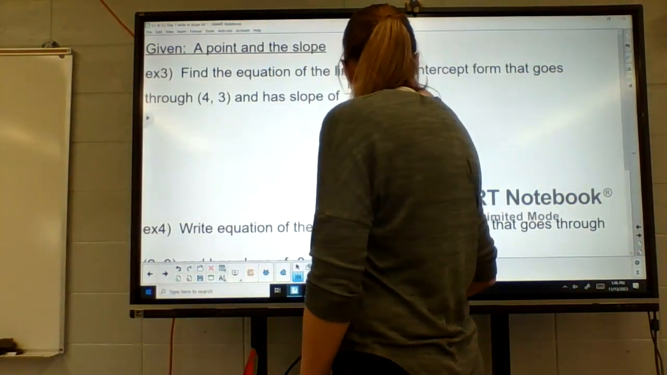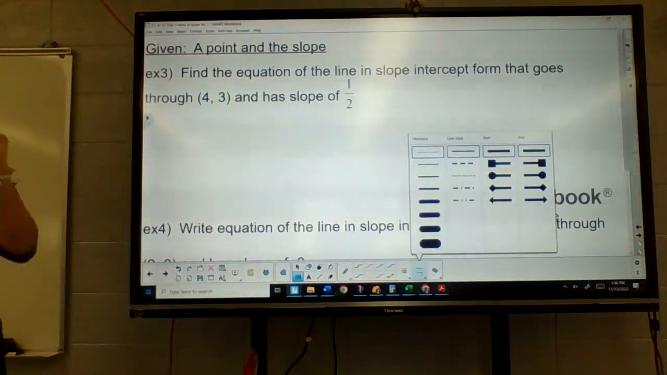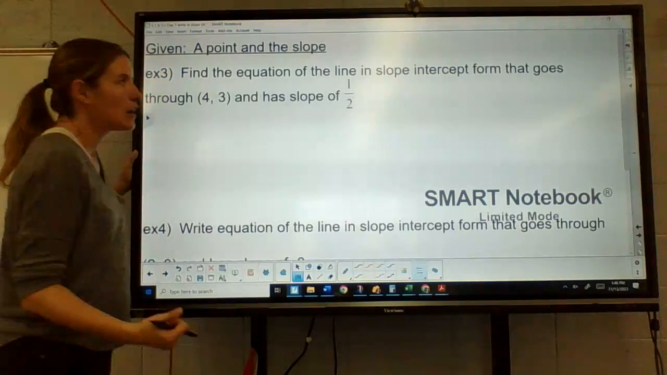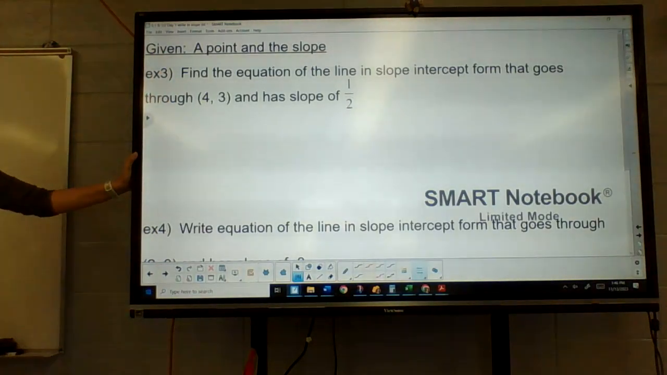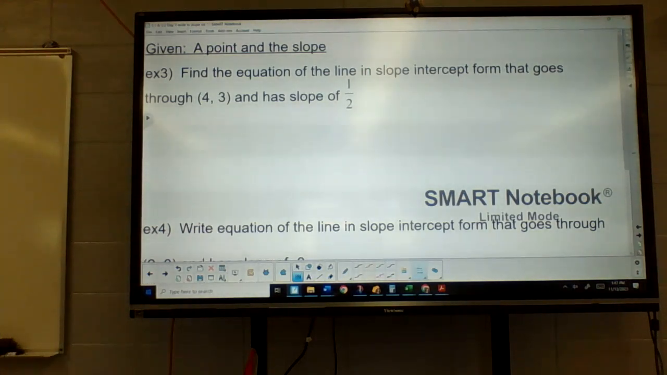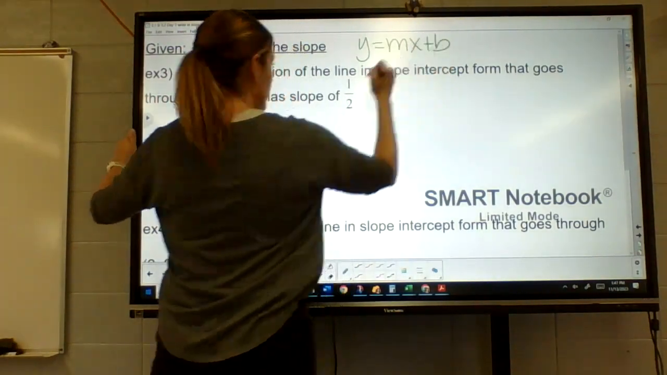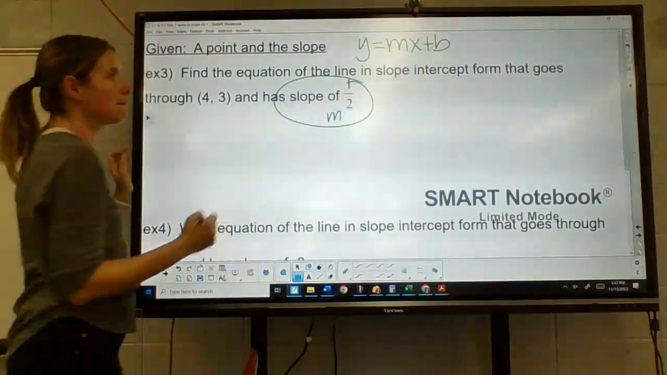So this next problem. So in this next problem, remember for this, guys, can you focus please? For this, remember we need to know what m and b are. Now in this problem, what have they told us? Here's what they tell us. Pretty much that it goes through (4, 3) and has a slope of 1/2. So what letters in y equals mx plus b have they given us? They've given us m. So here's m.